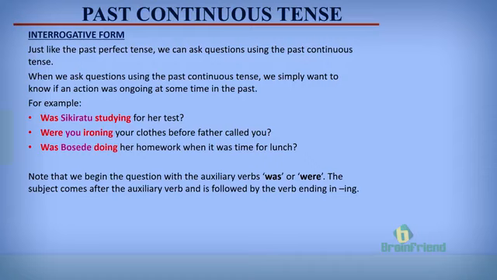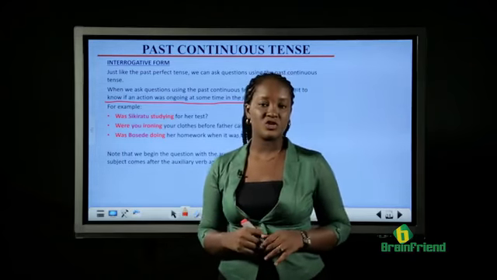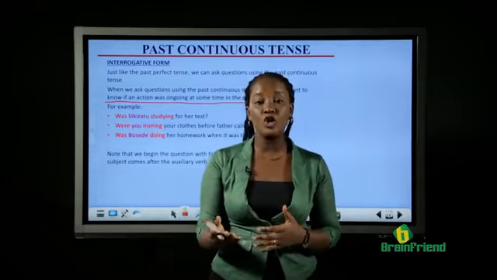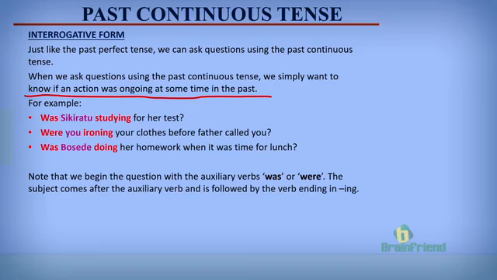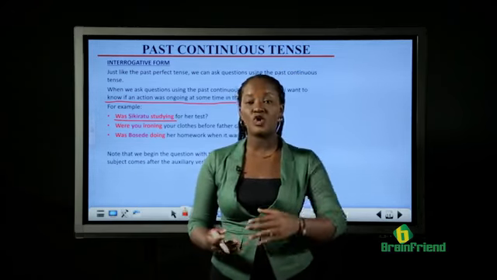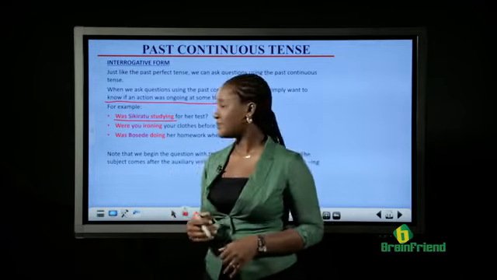When we ask questions using the past continuous tense, we simply want to know if an action was ongoing at some time in the past. This is the reason why we ask questions in the past continuous tense. We want to find out if an action was ongoing at some point in the past. For example, was Sikiratu studying for her test? This means we are trying to find out if the action of studying was ongoing at some time in the past. Was Sikiratu studying for her test?